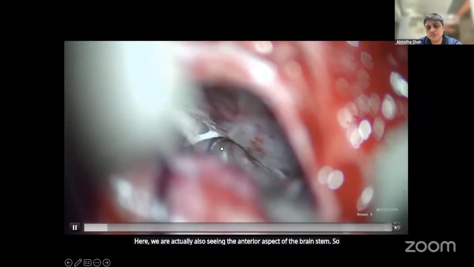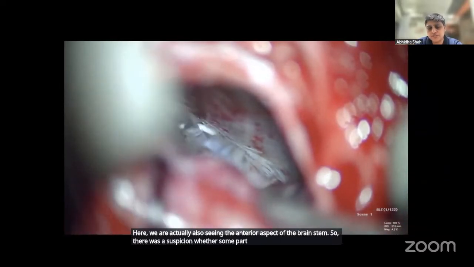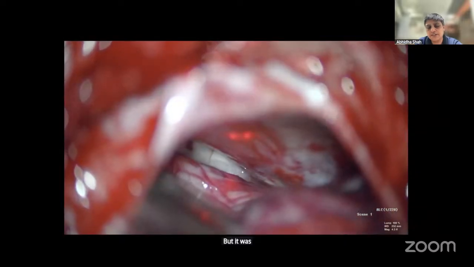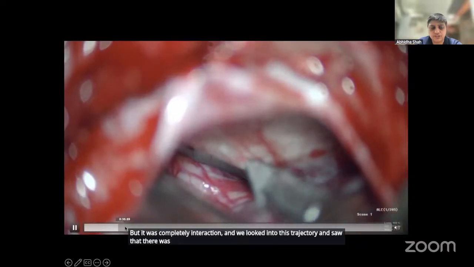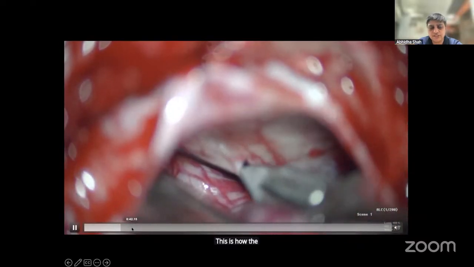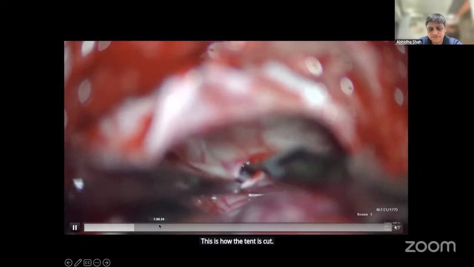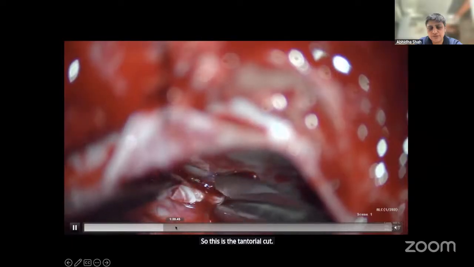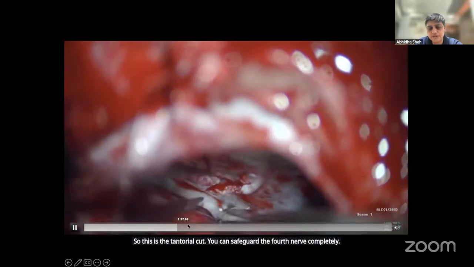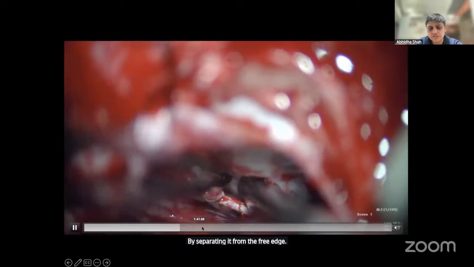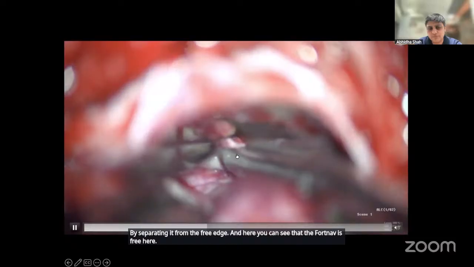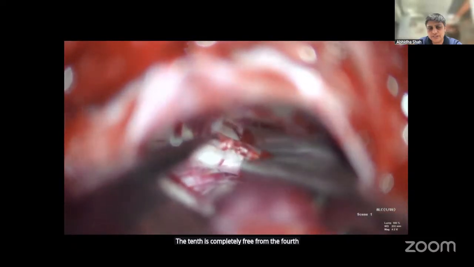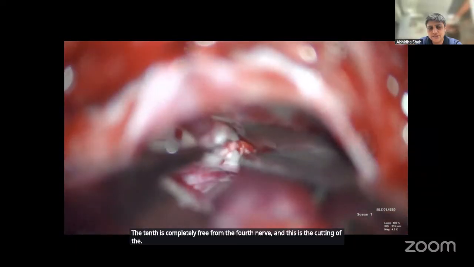So there was a suspicion whether some part of the tumor is projecting outside, but it was completely intraaxial. And we looked into this trajectory and saw that there was nothing projecting outside. This is how the tent is cut. So this is the tentorial cut. You can safeguard the 4th nerve completely by separating it from the free edge. And here you can see that the 4th nerve is free here. The 4th nerve is completely free. And this is the cutting of the tentorial edge.